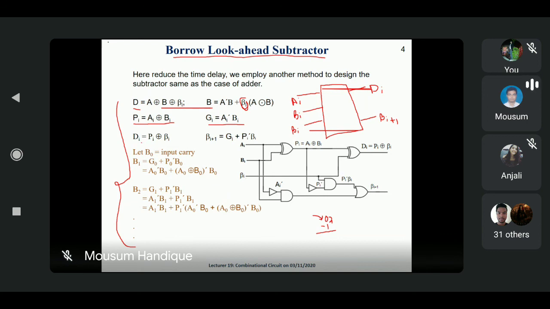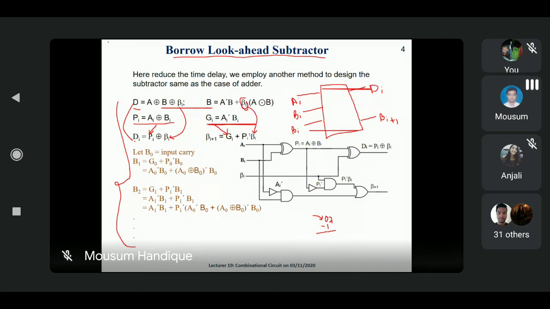If we properly check this one, DI means this particular D, and DI is the same. So this PI portion is coming here, and beta I is already present here. Are you getting my point? And beta I plus 1, that means GI means what? GI is AI complement BI. I already told you how we are getting AI complement BI. So this particular GI is coming here, and this particular beta I is already present here.